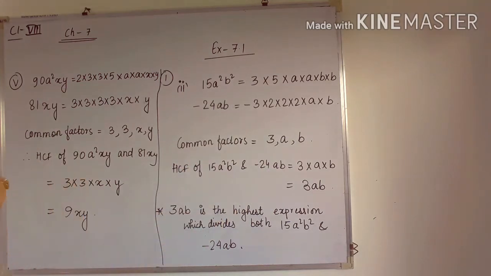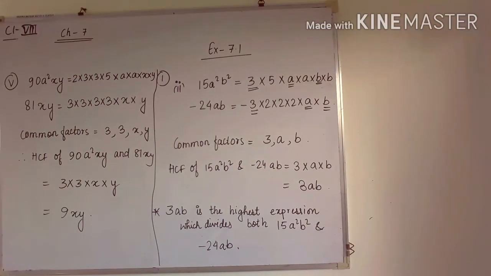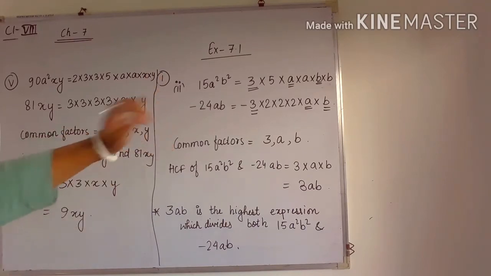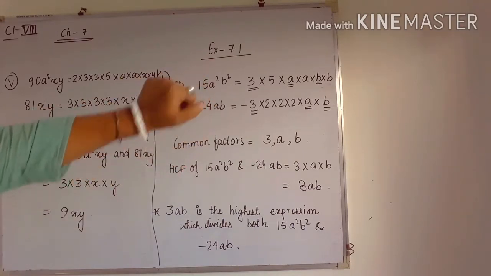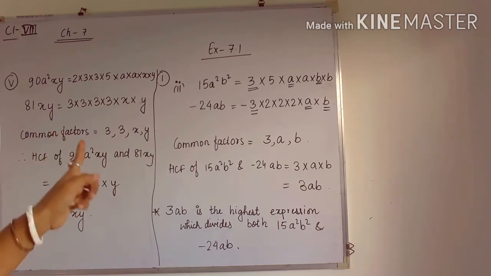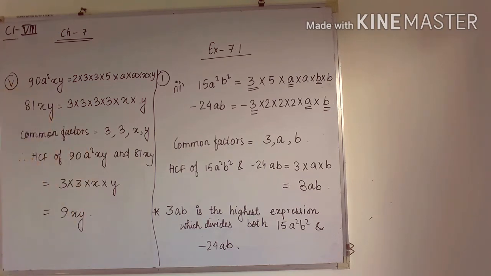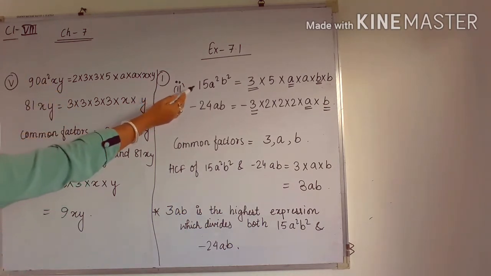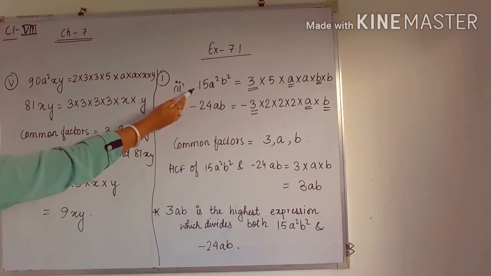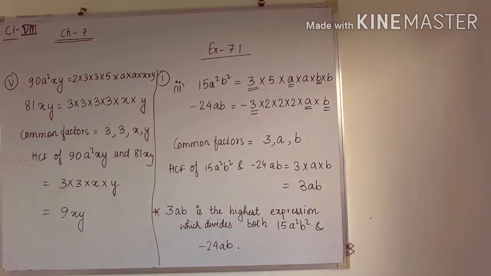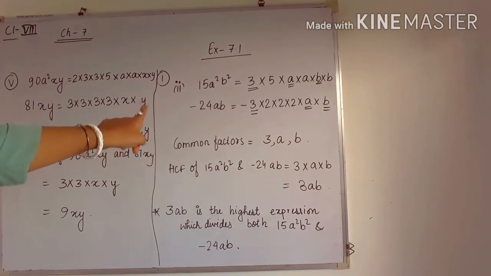So now see what are the common factors here. 1 3 is common, 1 a is common, and 1 b is common. So we write the common factors as 3 comma a comma b. Remember here the minus symbol is not common in both. Suppose 15a square b square also has a minus sign before this term, then we have to take the minus symbol also. But here you can see it is a negative number, that is minus 24ab.